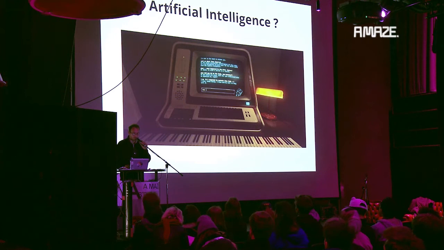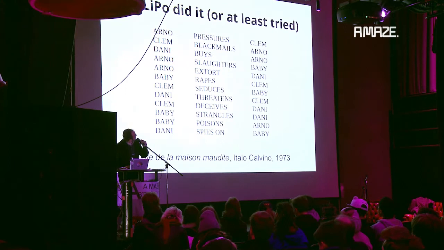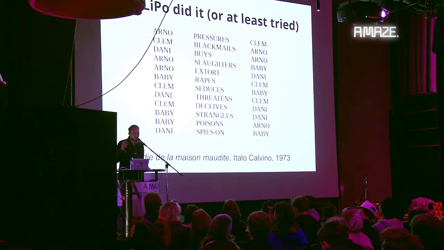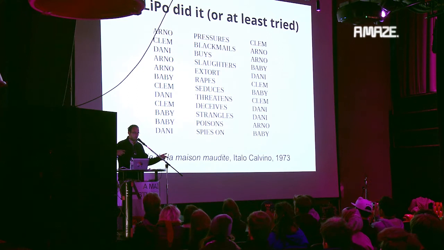Artificial intelligence. I think you're starting to know what's going on. OuLiPo did it, or at least they tried. Italo Calvino tried. Italo Calvino had a project. He wanted to write a mystery novel, a murder novel, like Agatha Christie's or Conan Doyle's, in which the detective would be the computer. The idea was to give data to a computer, give it the information, like this guy's dead, this one's missing, and have the computer solve the crime and explain it to us readers, like a detective would do in a mystery novel.